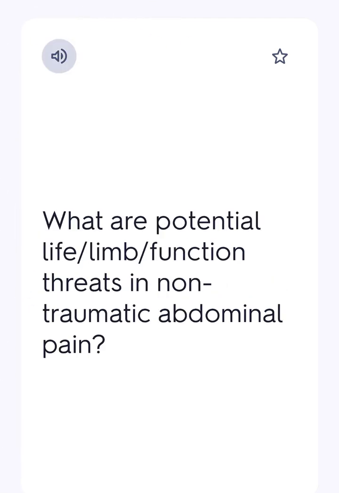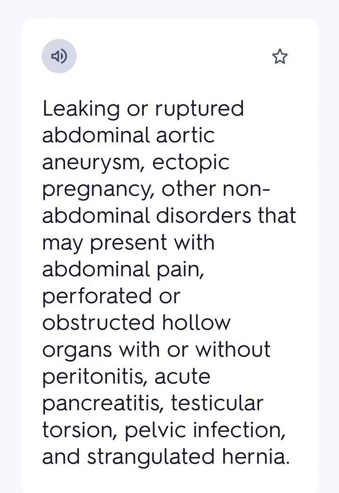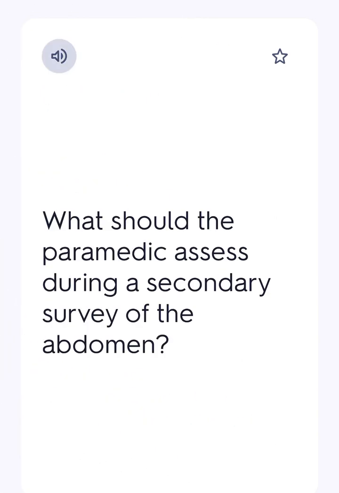What are potential life/limb/function threats in non-traumatic abdominal pain? Leaking or ruptured abdominal aortic aneurysm, ectopic pregnancy, other non-abdominal disorders that may present with abdominal pain, perforated or obstructed hollow organs with or without peritonitis, acute pancreatitis, testicular torsion, pelvic infection, and strangulated hernia. What should the paramedic assess during a secondary survey of the abdomen?